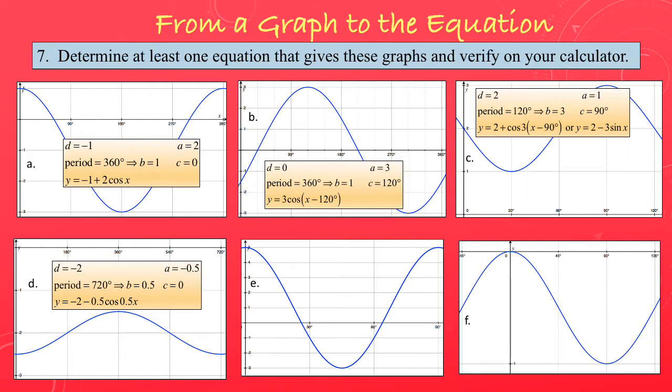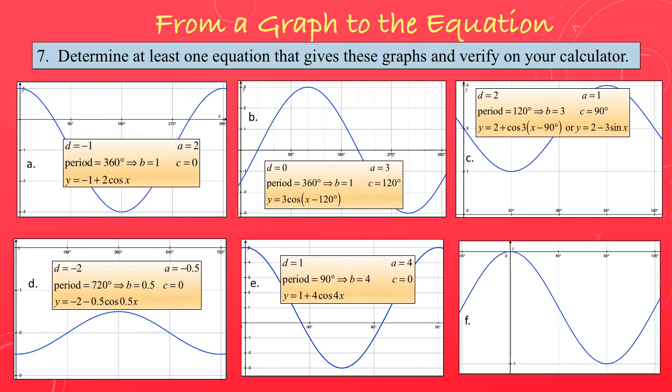The period is 720 degrees, and therefore B is equal to 360 over 720, which is 0.5, and we are saying that there is no shift. Therefore, the curve's equation is y is equal to -2 minus 1/2 cosine of 1/2 x.